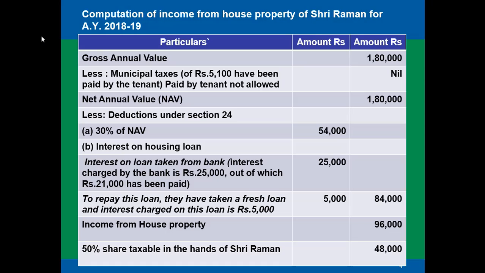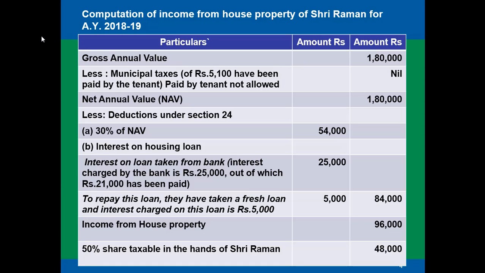Then he will be allowed interest on housing loan. Now the interest charged by the bank is rupees 25,000, out of which 21,000 has been paid. But he will be allowed the entire deduction of 25,000 because interest on housing loan is allowable as deduction under section 24 on accrual basis. Interest on fresh loan taken to repay the old loan is also allowable as deduction. So the entire 25,000 rupees will be allowed as deduction. So all the deductions put together will be 84,000.